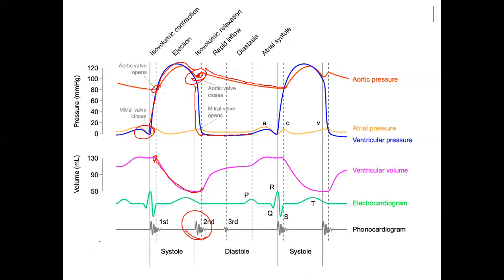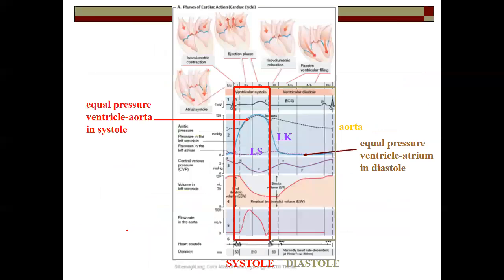I always like to start with a Wiggers diagram and end with the Wiggers diagram to kind of bring it all together. Erase all that. Same diagram, but I add in the central venous pressures, and then the flow in the aorta.